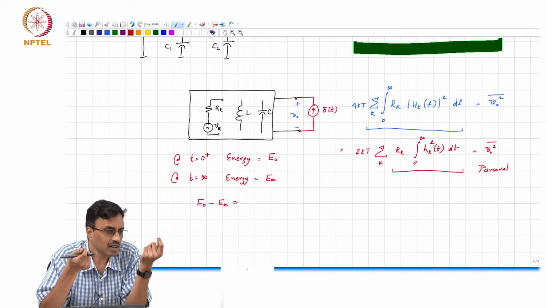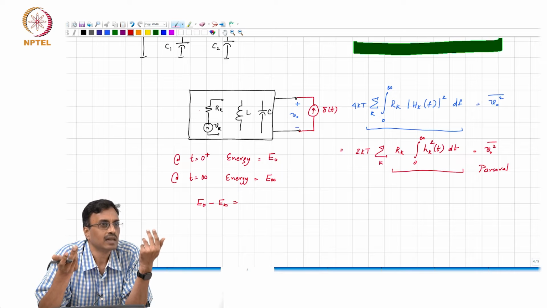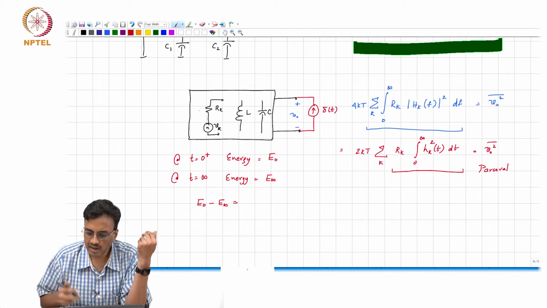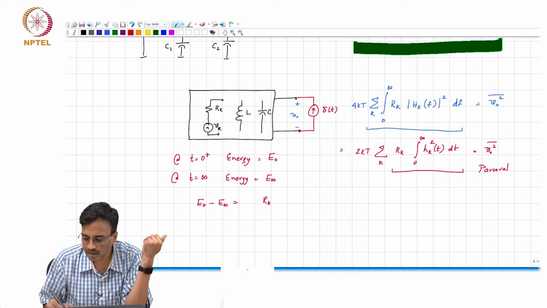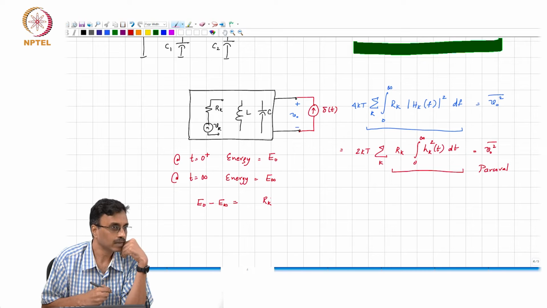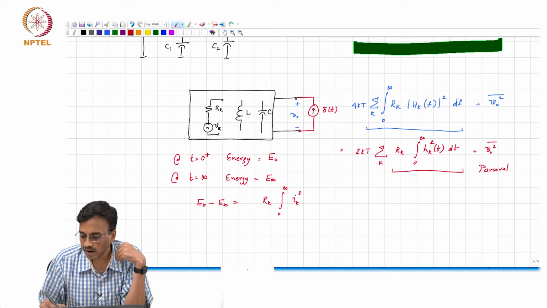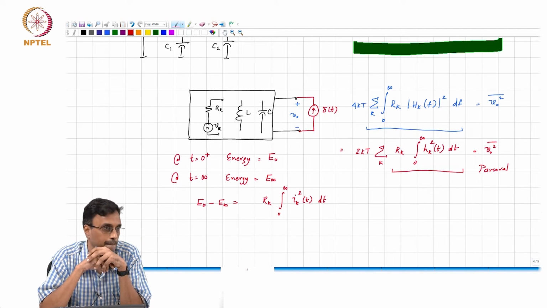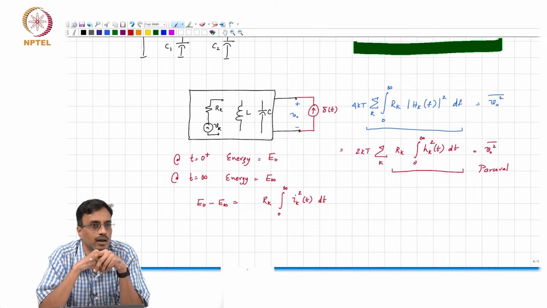What is the power in the resistor? I square R, right? The energy is simply nothing but the integral of the power. So, E0 minus E infinity is nothing but Rk, in the kth resistor, Rk integral 0 to infinity Ik square of t dt. Correct? Is this clear, people?